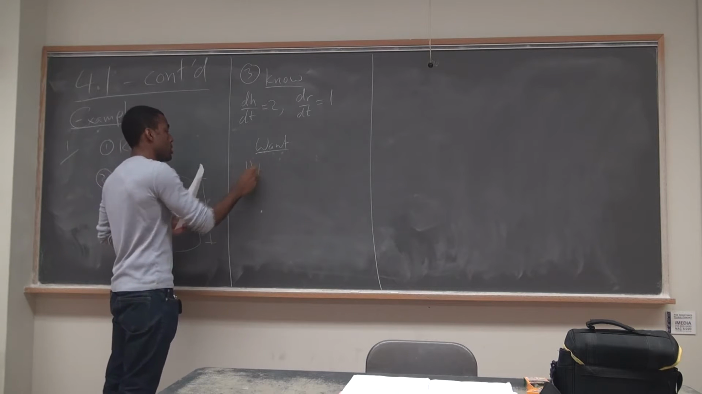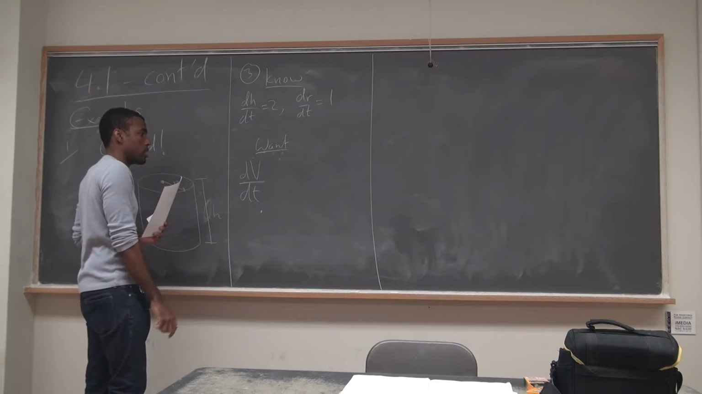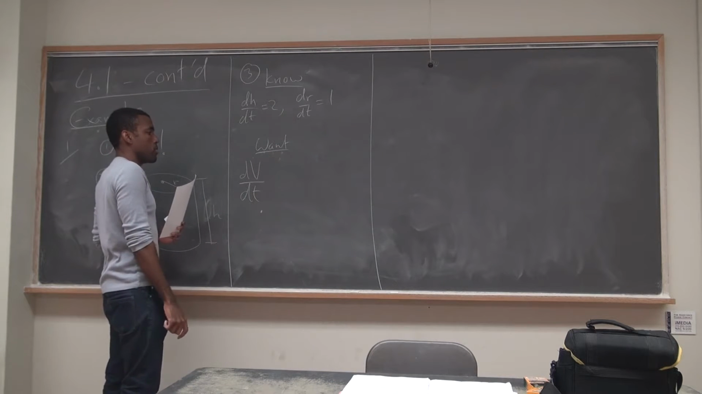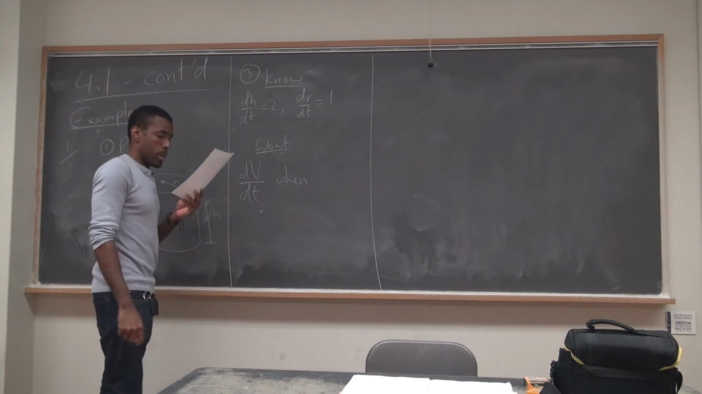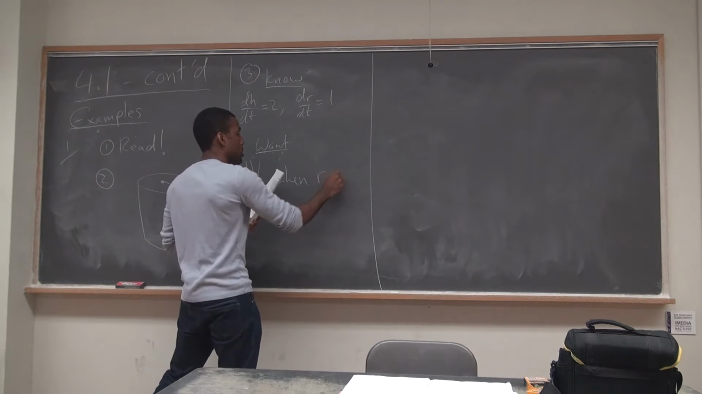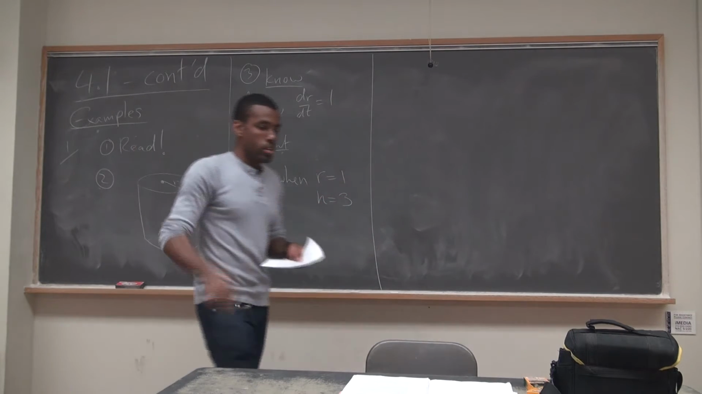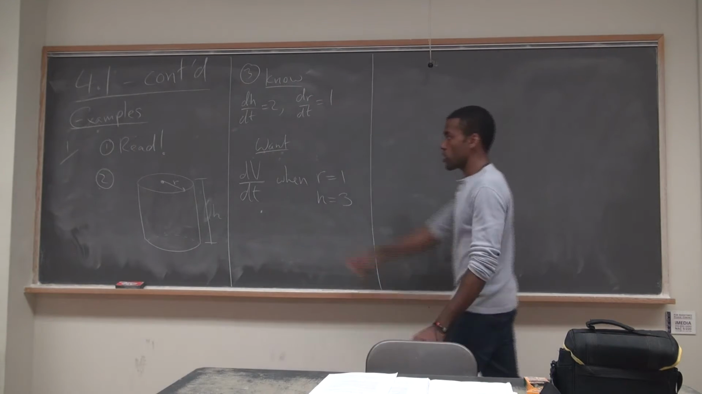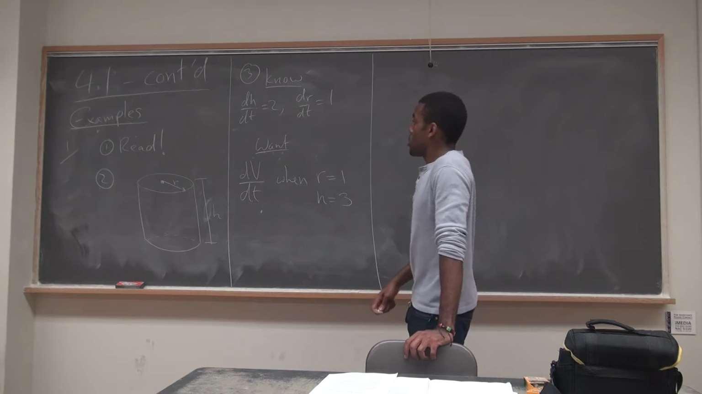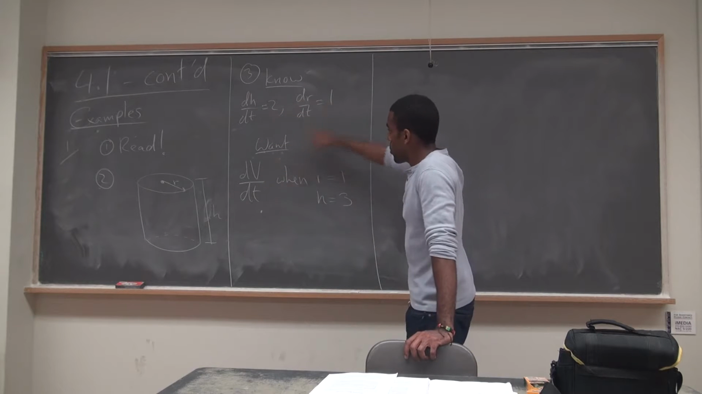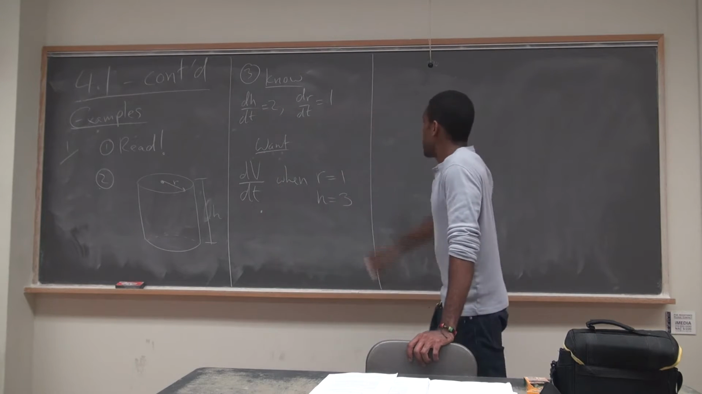dV/dt. They asked us for the rate of change of the volume. I already know dr/dt, they wouldn't ask me for that. So V is the volume. I want that when R is 1 and H is 3. Read very carefully. You're looking for the rate of change of the volume, which means I'm going to have to come up with a formula that will relate all my variables, my V, my h, and my r.